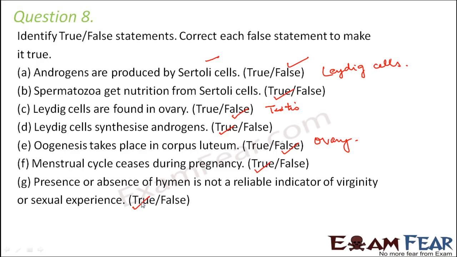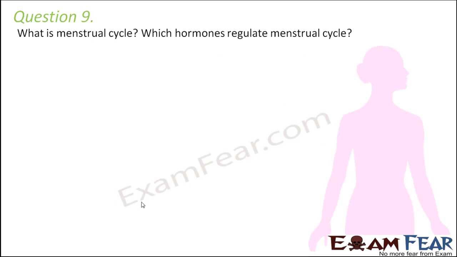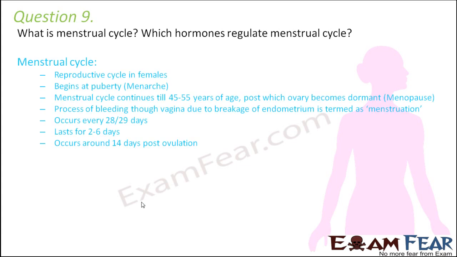Question number 9. What is menstrual cycle? Which hormones regulate menstrual cycle? Now, as I mentioned, it is the reproductive cycle which takes place exclusively in females. It begins at puberty, and the first menstrual cycle is termed as the menarche. The menstrual cycle doesn't continue forever. The last menstrual cycle happens between the age of 45 to 55 years, and this is called menopause.